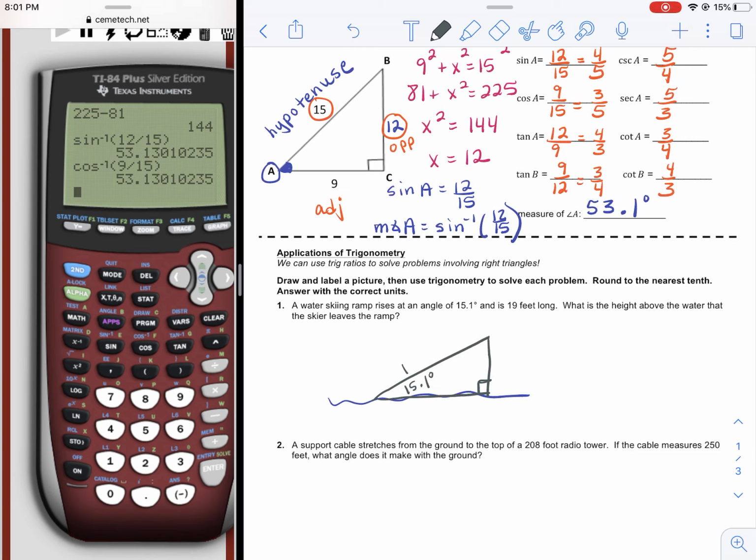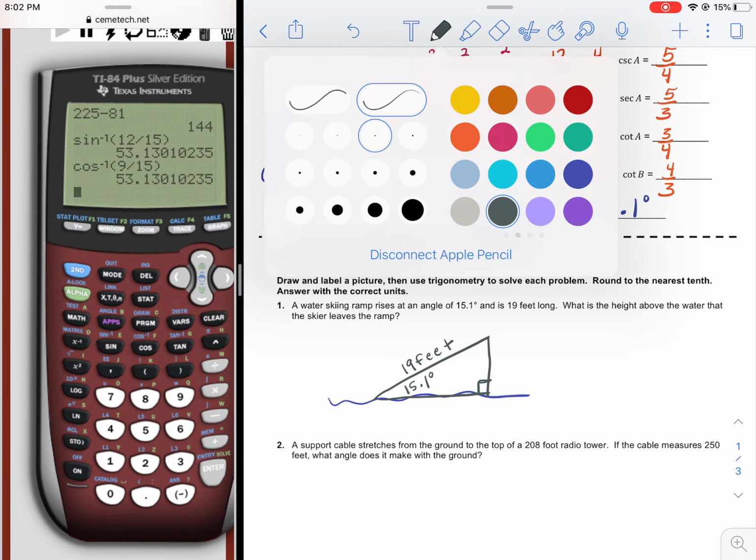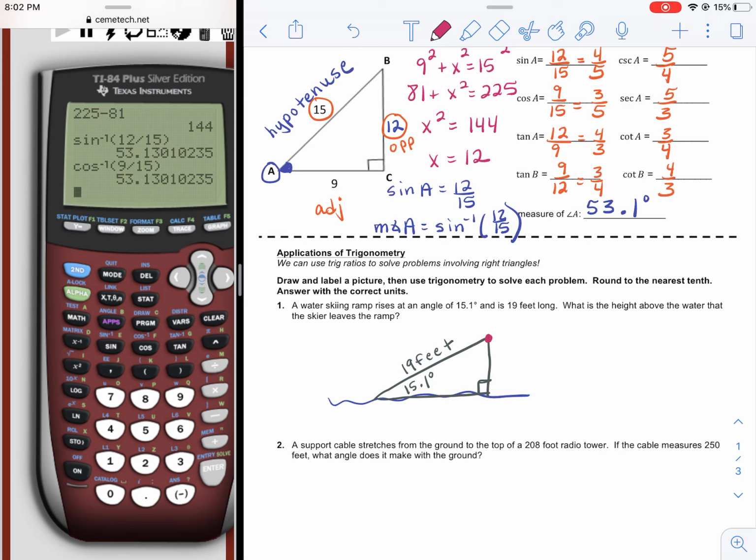It also says that the ramp is 19 feet long, so the ramp is 19 feet. And the question is, what is the height above the water that the skier leaves the ramp? So we're assuming that the skier is going to leave the ramp right here, and so the height above the water is going to be this distance right here.